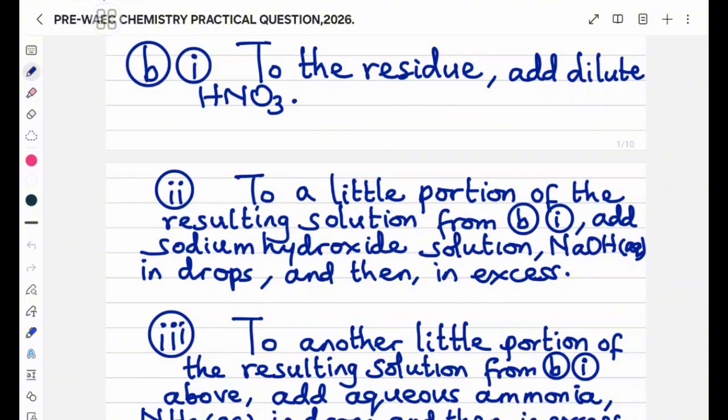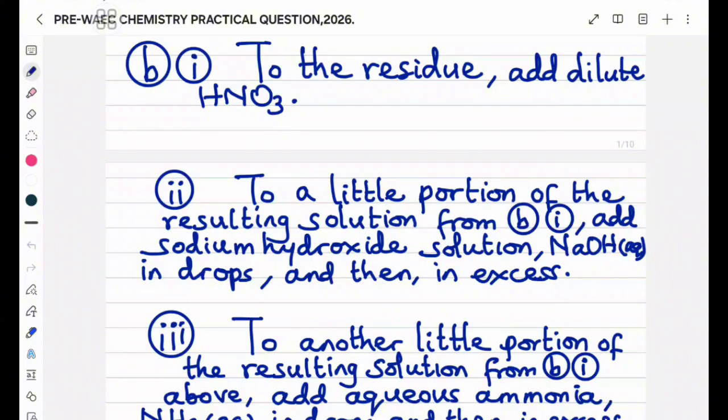We need a solution of that residue, and since it does not dissolve in the common solvent, which is water, the next thing is to add a dilute acid in order to dissolve it. When you add dilute acid, a solution will be formed, and that is the reason why the next test, B Roman figure 2, is to carry out a test on the resulting solution from Bi you've performed.